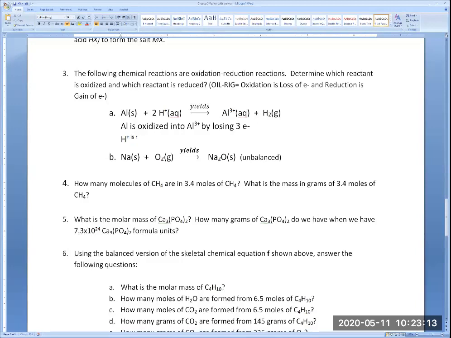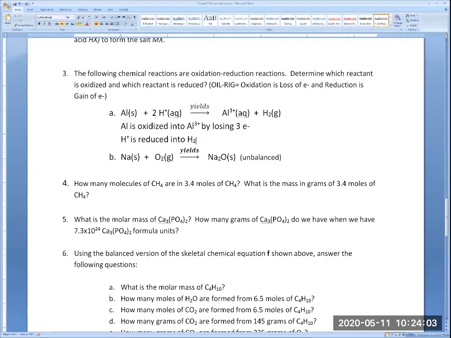H plus is reduced into H2, right? So it doesn't matter the fact that there are two hydrogen atoms in H2 and only one atom of hydrogen in H plus. What matters is that H plus started with one positive charge, and to become H2, a neutral molecule. So for H2, O2, N2, Cl2, F2, those molecules I told you about, they are neutral when they are in that state of a diatomic molecule, as you find them in nature.